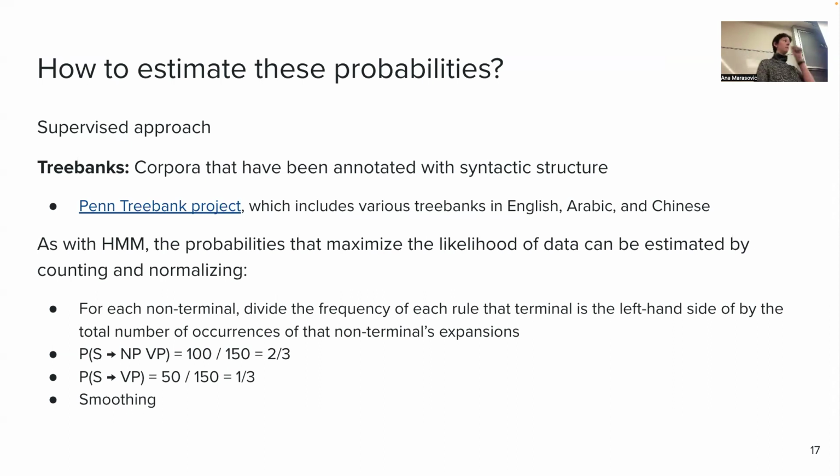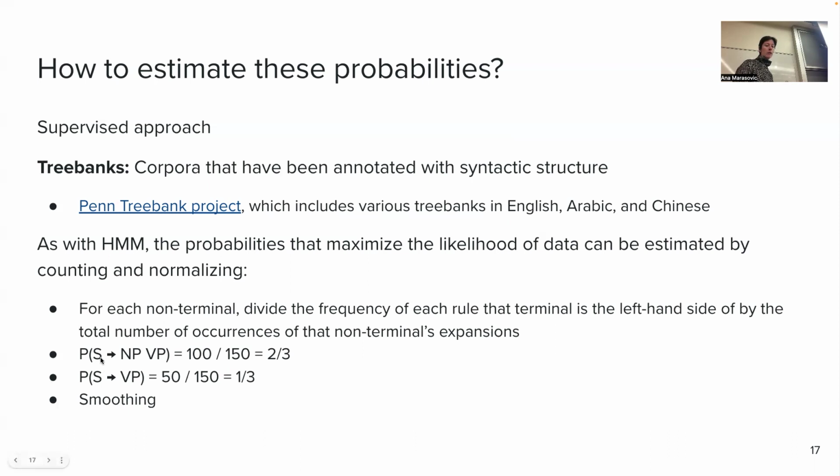As we did with the hidden Markov model, we didn't actually do mathematical derivations, but we said that we want to maximize the probability of the data. With hidden Markov models, we wanted to maximize the joint probability of sentences together with human-annotated sequences of part of speech tags. Here, we want to maximize the likelihood of sentences together with human-annotated parse trees. And if we did the derivations, we would find that the probabilities that maximize the likelihood can be estimated by counting and normalizing, which means that for each one of the rules, you look at the left-hand side, and you want the probabilities of all the rules with a certain symbol on the left-hand side to sum to 1.